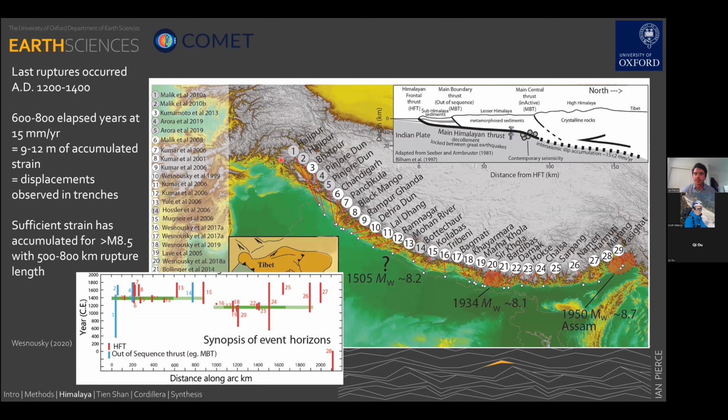Similar studies have been conducted at dozens of sites all along the Himalayan arc. Each of these numbers is a paleoseismic site. By synthesizing the results of these studies, we can start to understand when and how big the last great earthquakes were. The result of this analysis shows that the last great earthquakes to rupture the front occurred from around 1200 to 1400 AD.